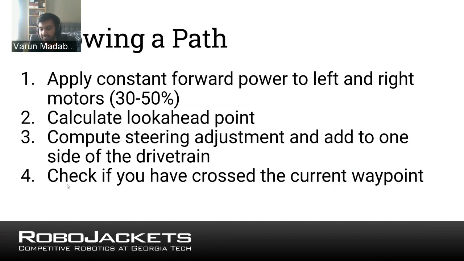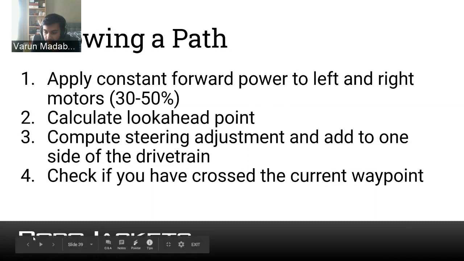And lastly, you have to check if you've crossed the current waypoint. And if the look-ahead point crosses the waypoint, you have two options. You can either start steering towards the next waypoint, or you can stop the robot because you're close to the end point. It's important to know that for pure pursuit, you don't actually stabilize the robot at the goal point. You have to have some code in there to check, have I reached the end of the path? And if you've reached the end, then stop the motors.